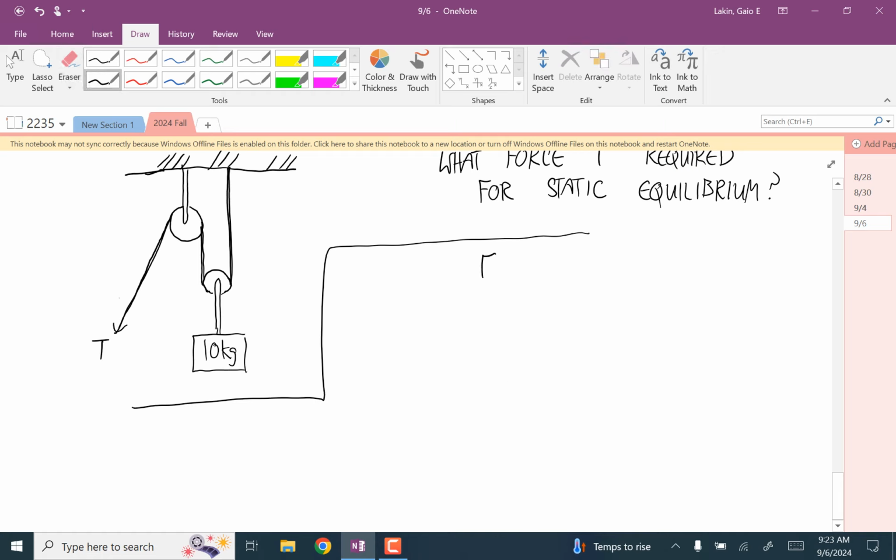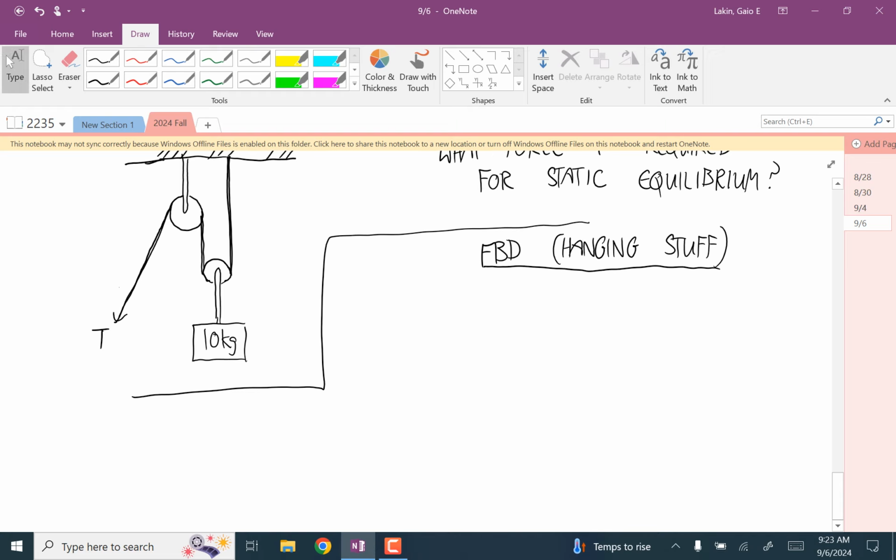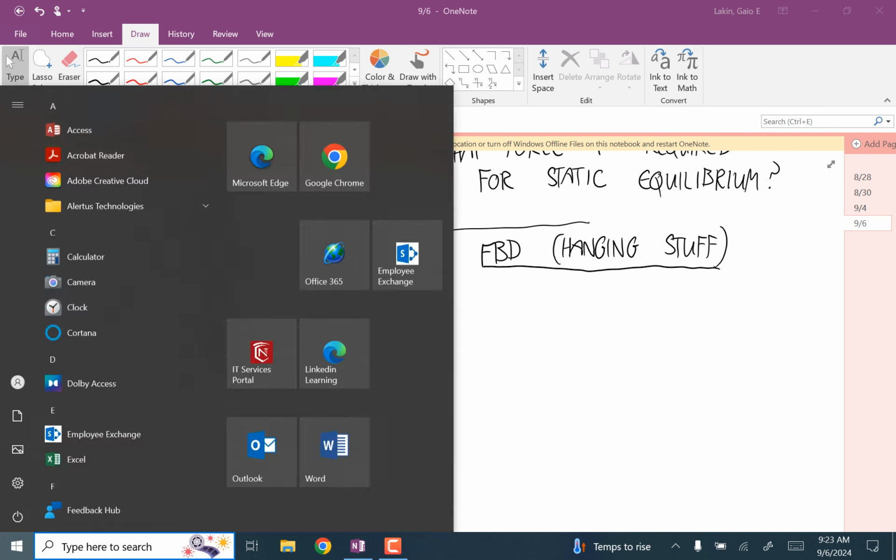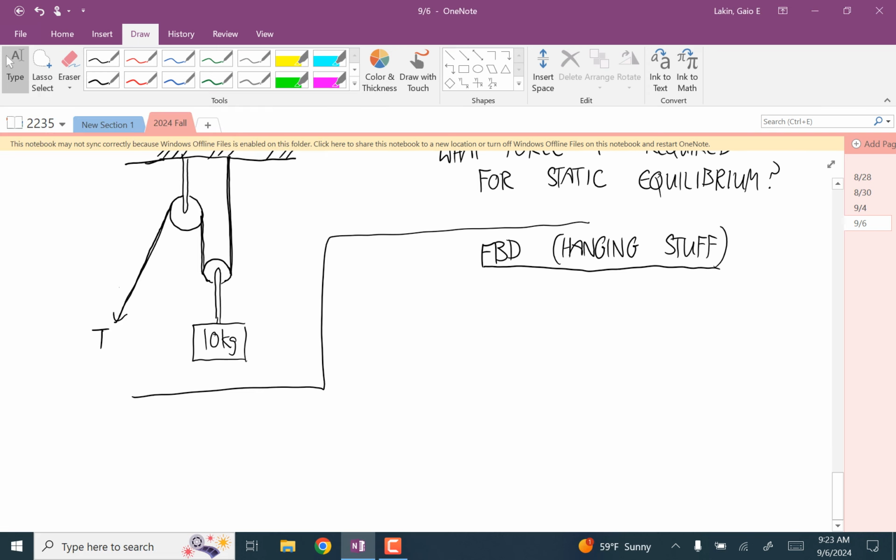So I'll start with a free body diagram of all the hanging stuff. I think a nice way to think about that is, when you're thinking about a body to isolate, you can isolate any body that you could imagine putting a closed boundary around. So here's what I'm going to isolate. All the stuff in red, that's going to be my free body.